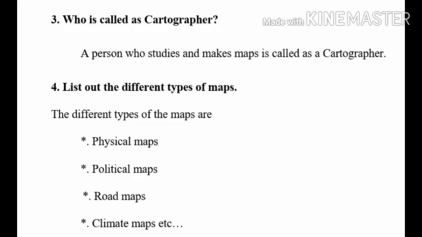Children, fourth question. List out the different types of maps. Yes, the different types of maps are physical maps, political maps, road maps, climate maps, etc.